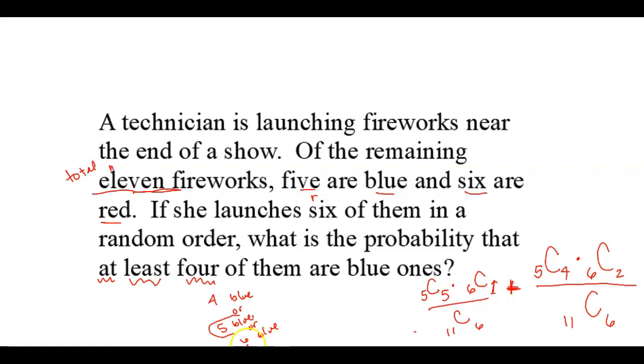Now I'd also need to look at what happened if there were 6 blue, but notice here that there are not 6 blue available. The most we can have is 5. So at least having 4 blue would mean that we have 4 or 5. So these are the only 2 cases in this one that we would need to look at. So I would need to go ahead and evaluate this and evaluate this and then add them together to get the total probability, okay?